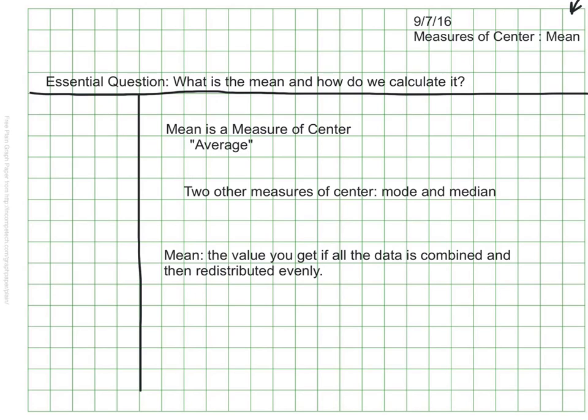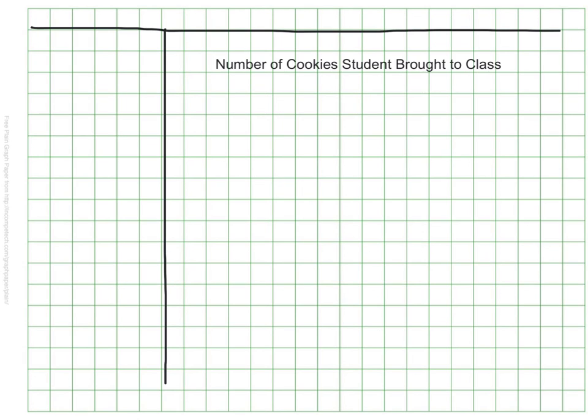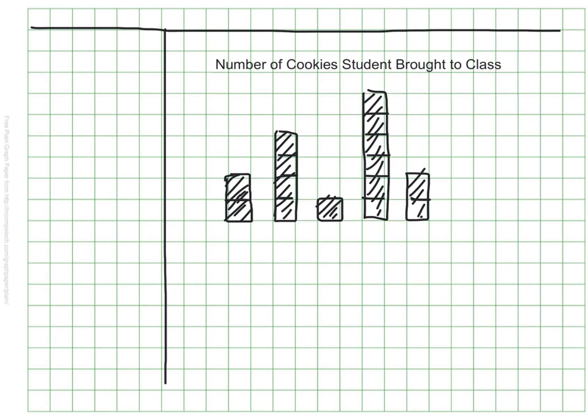I remember it as the mean because it's the meanest measure of center to calculate. You have to do a couple different operations to get your answer. In this example, we're going to find the mean number of cookies students brought to our class. First, we need to see how many each student brought. Let's say that each of these piles represents a pile of cookies. One person brought 2 cookies, one person brought 4, 1 cookie, 6 cookies, and the last person brought 2 cookies.